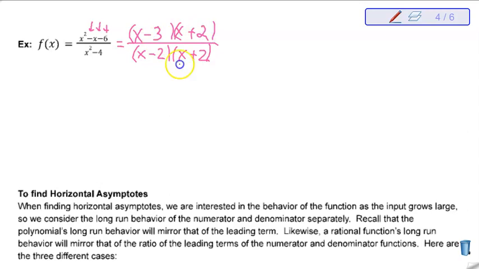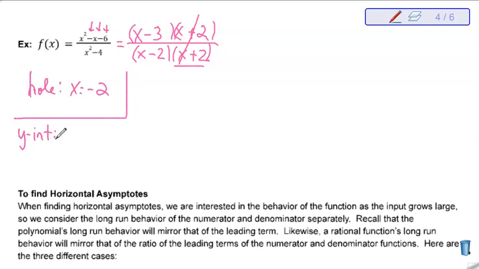And notice what happens. We have a common expression of an x plus 2. What does that create when they cancel? That creates a hole in my function at x equaling. Now what makes that 0? Negative 2.